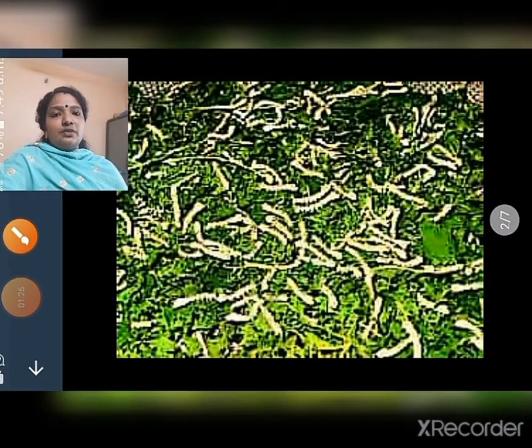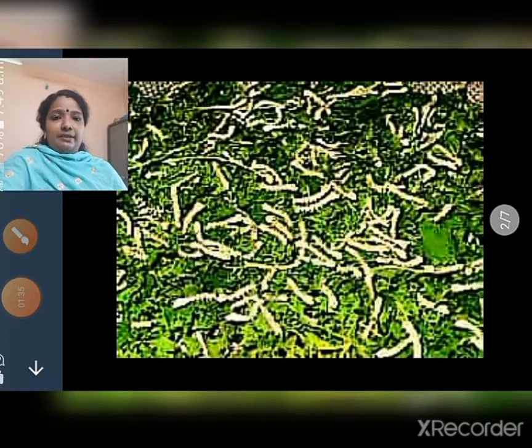This is the picture which shows the rearing of silkworms. These leaves are known as mulberry leaves. The silkworms eat these leaves, known as mulberry leaves.